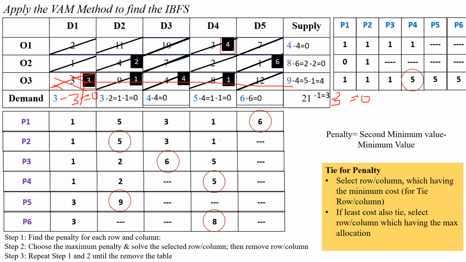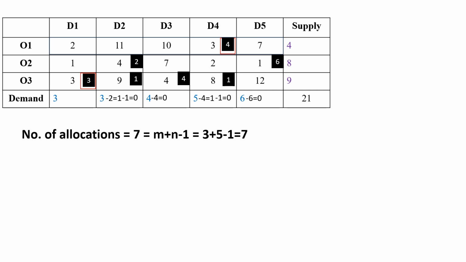Then we have to observe the allocations. Now observe the allocations: here the allocations are 1, 2, 3, 4, 5, 6, 7. So the number of allocations is 7. And m plus n minus 1: m is the number of rows, that is 3 rows, and n is the number of columns, that is 5 columns. So the m plus n minus 1 value is also 7.